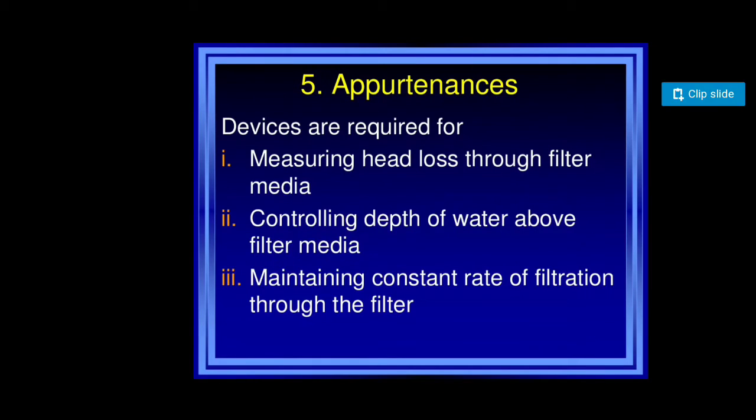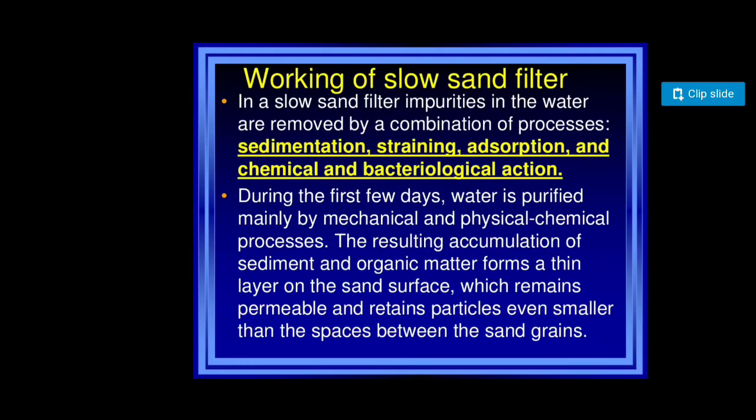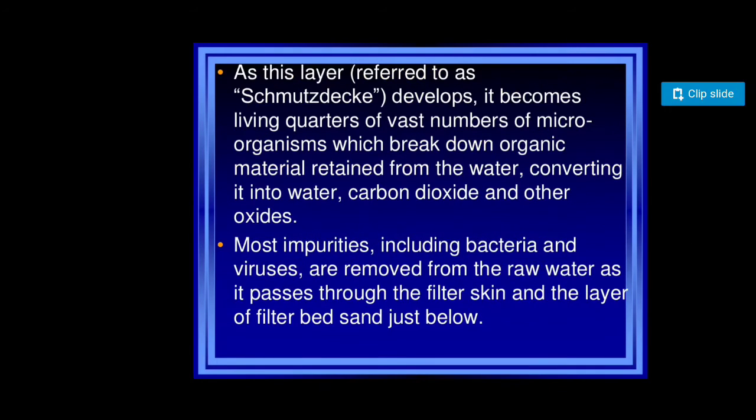In the upper appurtenances, we have to use something to measure the head loss, because after a certain limit we have to clean the system, so we have to necessarily calculate or measure the head loss through the filter. We also have to control the depth of water above the filter media, so we also have control devices to maintain a constant rate of filtration through the filter, right. Working we have already discussed with the figure, so we don't have to study all these again.